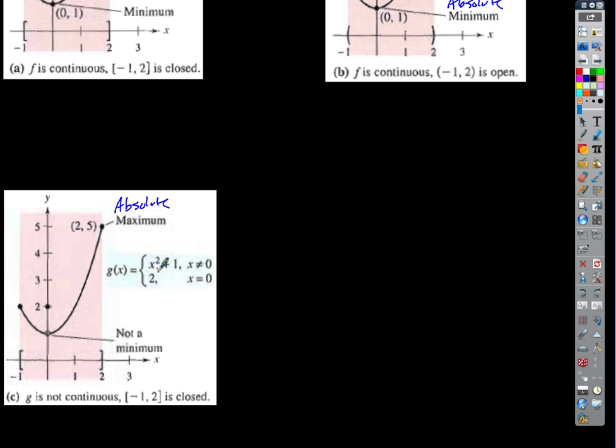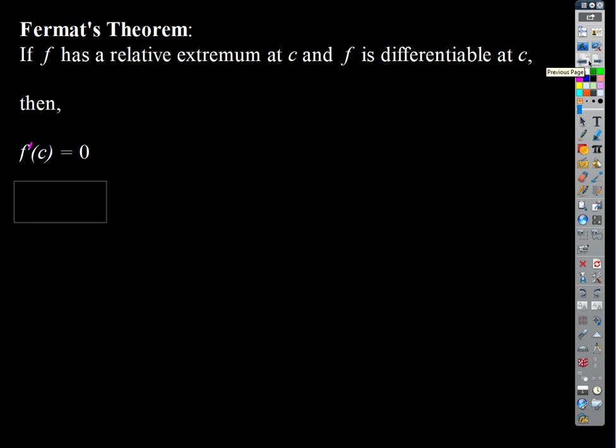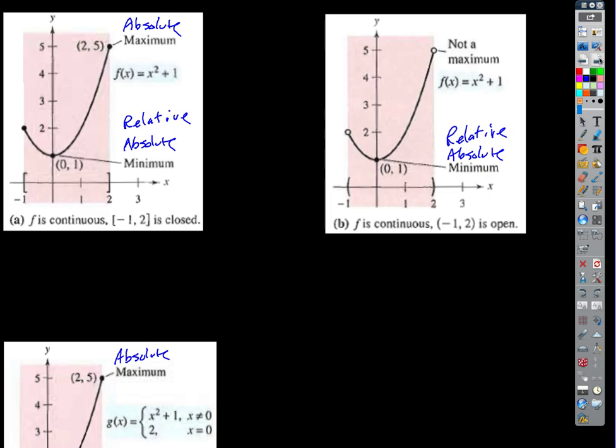Okay, but how about this last term, real quick, just to make sure we get this before we go. Absolute means it's the maximum or minimum value on a specific interval. What about a global extreme? The entire function. Yeah, the entire function on its complete natural domain, meaning the biggest domain it could possibly have. So take my function, f of x equals x squared plus 1. What's the natural domain of that function? All reals, right? I could plug any value of x into that and get back an output.